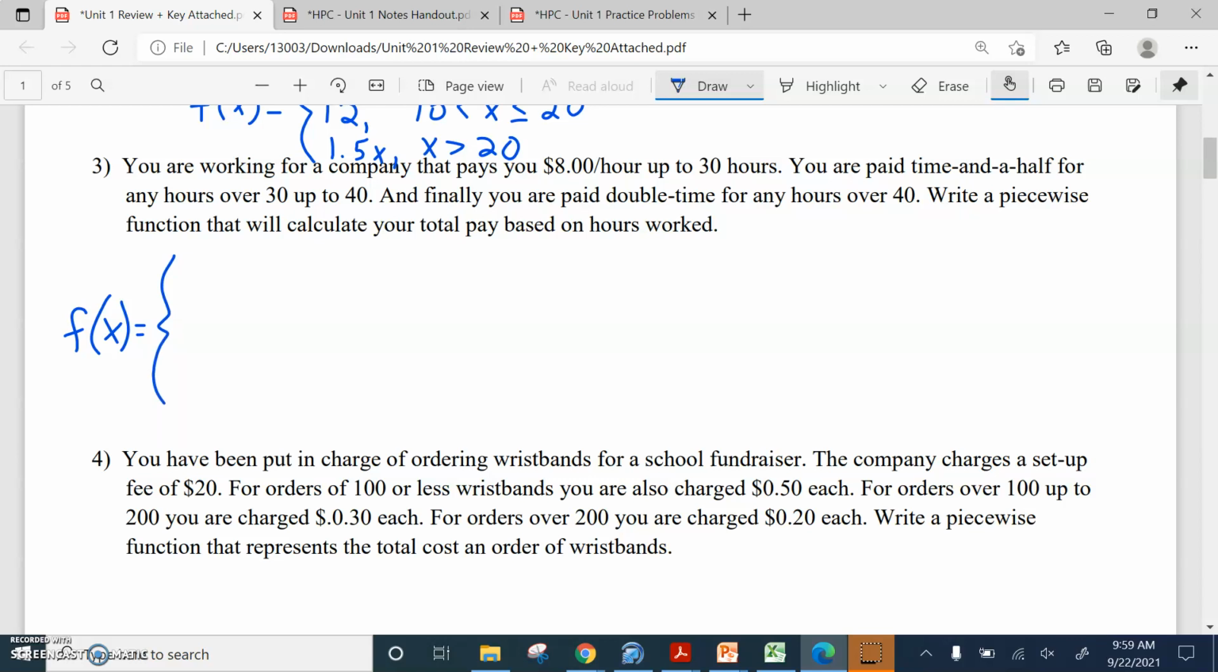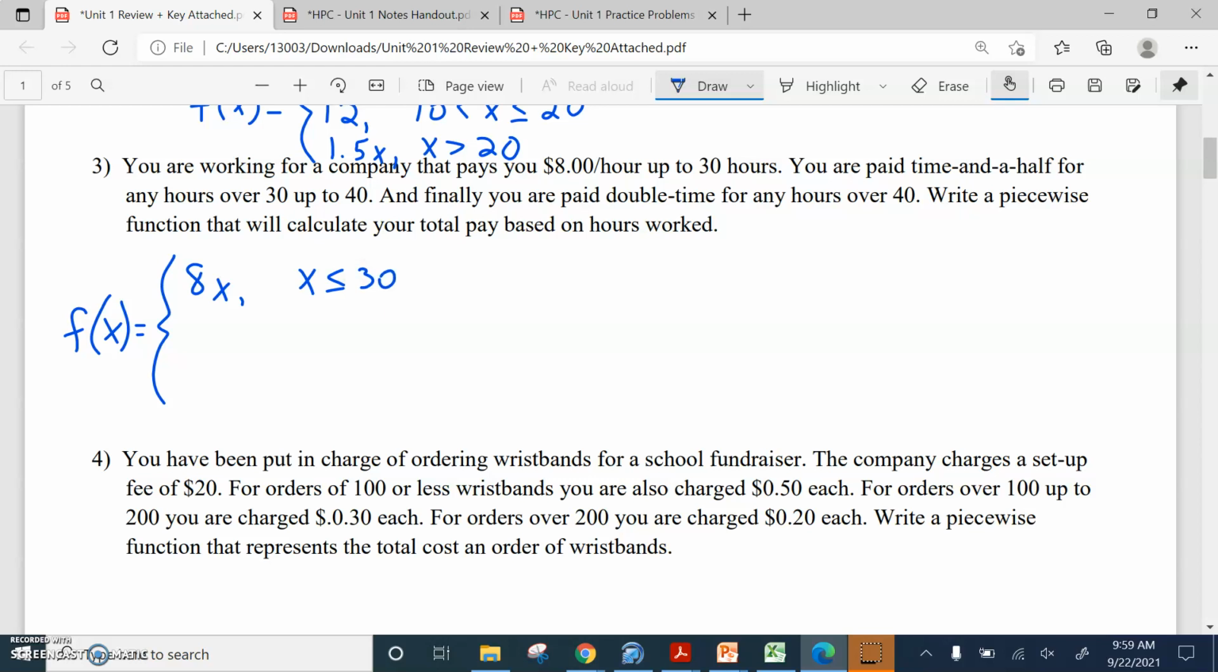That first one here, that's $8 per hour. So 8 times X is how much we're getting paid. X is your number of hours. So 8X is good for X less than or up to 30 hours.